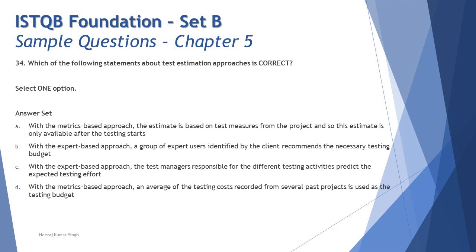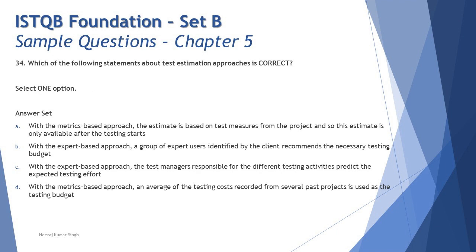So the word user makes that option incorrect, as we cannot invite the end users or real-time users to join us and tell us what exactly the estimation will be. We rather consult with the expert testers and then do the estimation. So B is also incorrect. C, with the expert-based approach, the managers responsible for different testing activities predict the expected testing effort. Looks absolutely fine, because test managers are senior people, in fact experts of testing, who can talk about estimation. And generally test estimation is a responsibility of the test manager, right?